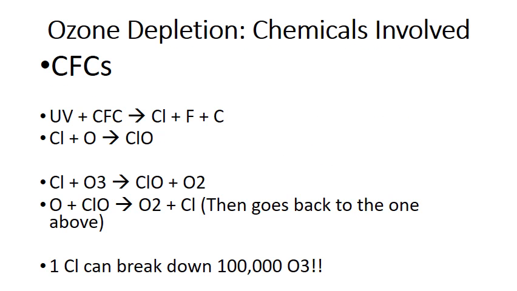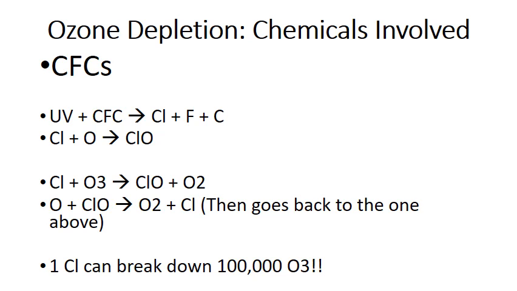So the biggest ozone depleting chemical is CFCs, okay? You have UV, it breaks down the CFCs, it gives you chlorine, fluorine, and carbon. That carbon and that oxygen come together, it gives you ClO, chlorine oxide. The chlorine, the other one, it binds with O3, the ozone, and it creates ClO and O2. Then you have that oxygen that binds with that ClO, and then that yields oxygen and then the chlorine.